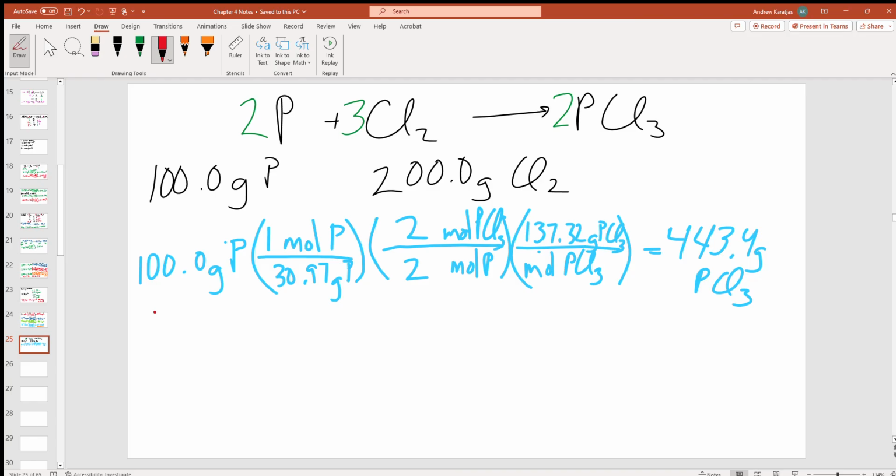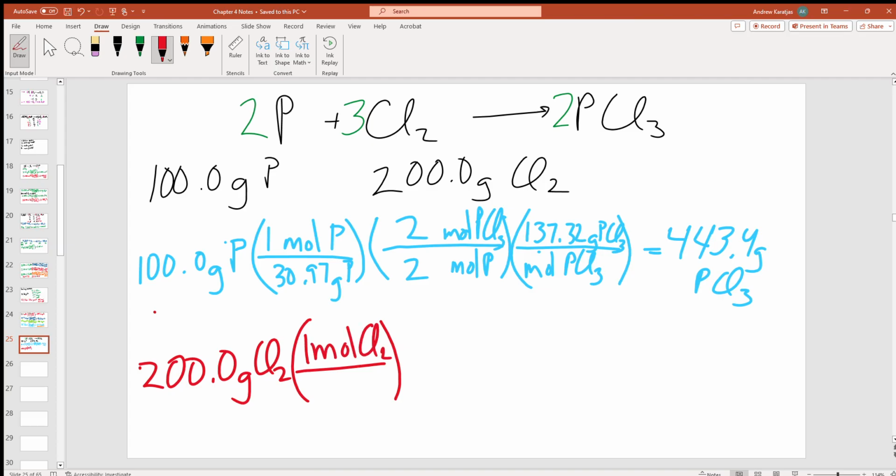So we're going to do the exact same calculations here for chlorine. Again, we're starting with 200 grams of chlorine. So at least initially, we might think, well, we've got more chlorine. But this is why we always talk about mass versus moles, because it's not the mass that matters, it's the number of moles. And a mole of chlorine actually has a mass of more than double a mole of phosphorus.